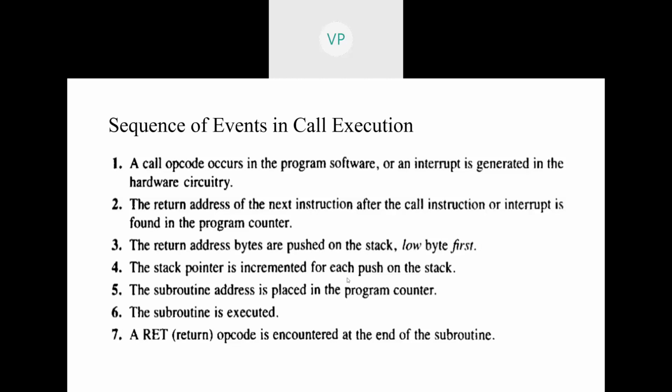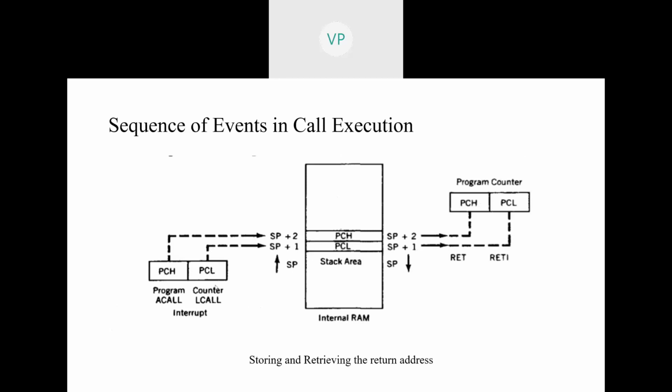If you see the diagram again, whenever the call is made, whether it is implicit or explicit, since the PC is holding the address of the next instruction to be executed in the main program, this return address has to be stored onto the stack. It will increment the stack pointer by 1 and copy the lower order byte of the program counter onto the stack. Again, the stack pointer is incremented by 1, and it will copy the higher order byte of the program counter onto the stack memory location.